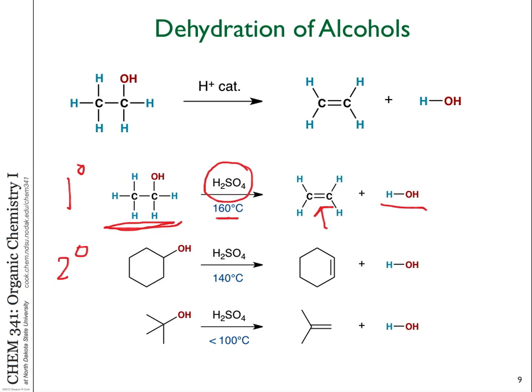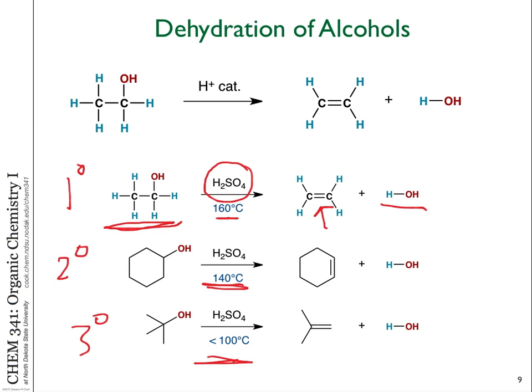Do the same reaction, heat it up with sulfuric acid, but actually the alkene starts forming at a little bit lower temperature, 140 degrees. And if I use tertiary butyl alcohol, now the alcohol is on a tertiary carbon, and the reaction is occurring below 100 degrees. So the more substituted the carbon the alcohol's attached to, the easier the reaction is becoming. It's going at a faster rate.